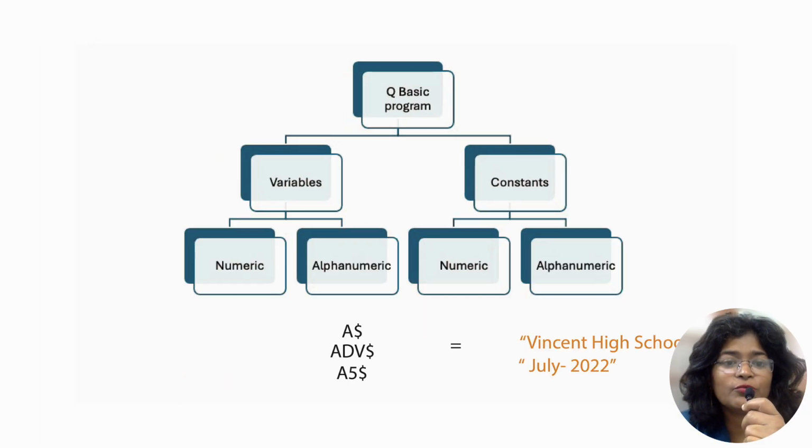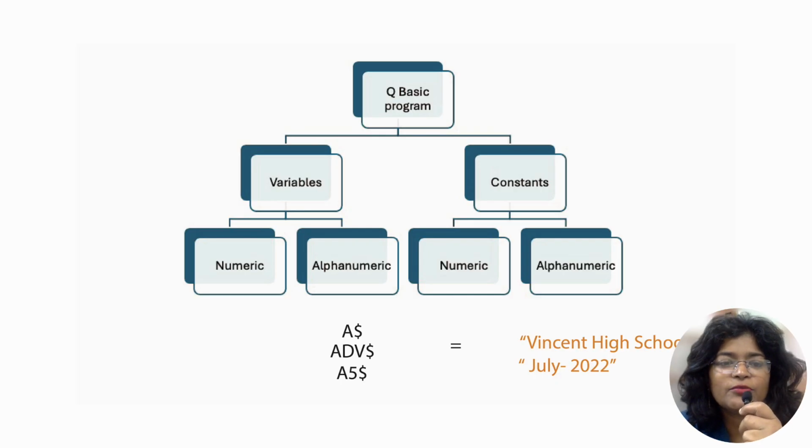What about alphanumeric variables? Alphanumeric variables also start with a letter, and they have to end with a single dollar sign. And these letters could be up to 12, just like in your numeric variables. And if there is a number, it should be after the letter, not before the letter. So you could even have something like a5$. You could have ADV$. You could have a$. But you can't have the dollar before the letter. You cannot have the number before the letter. So there are some rules to follow.